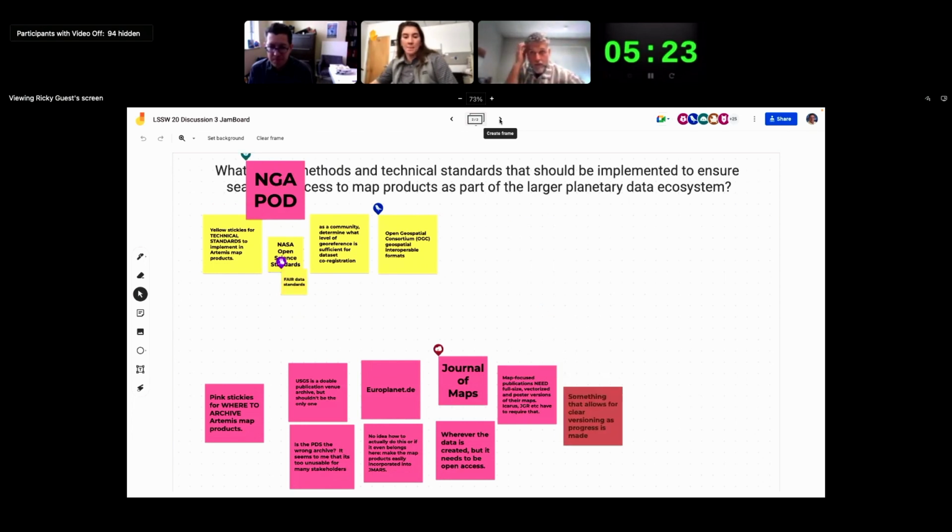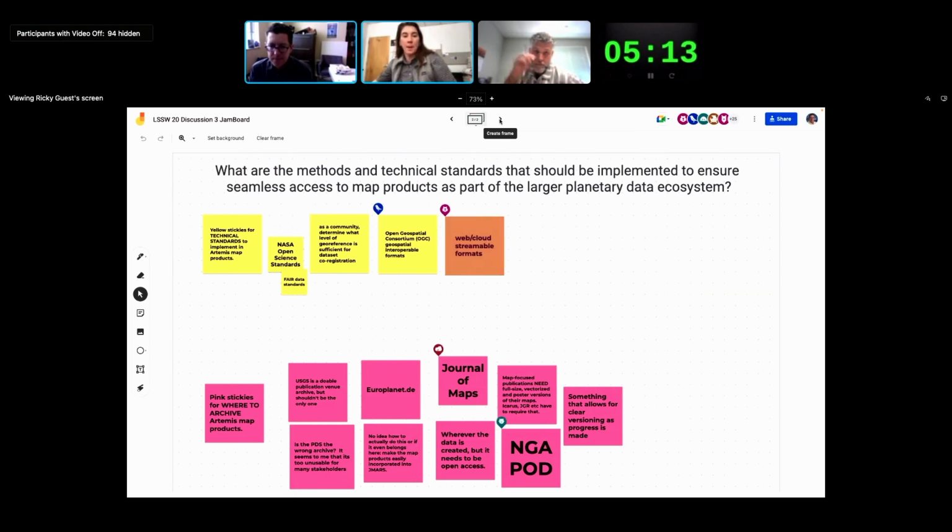There are some good maps by Galuzzi et al. for Mercury that are in Journal of Maps. I've published in Journal of Maps. Okay.